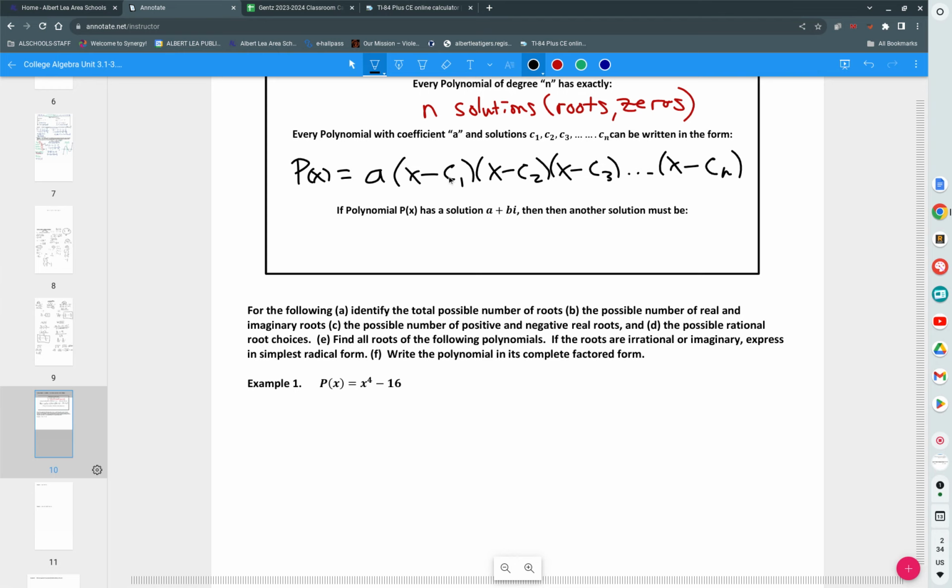Finally, it says if p of x has a solution of a plus bi, so this is imaginary, then you must have another solution that is also imaginary. And that solution would be a minus bi. So you have a plus bi and you have a minus bi, otherwise known as the conjugate. Okay? Those are the three things.